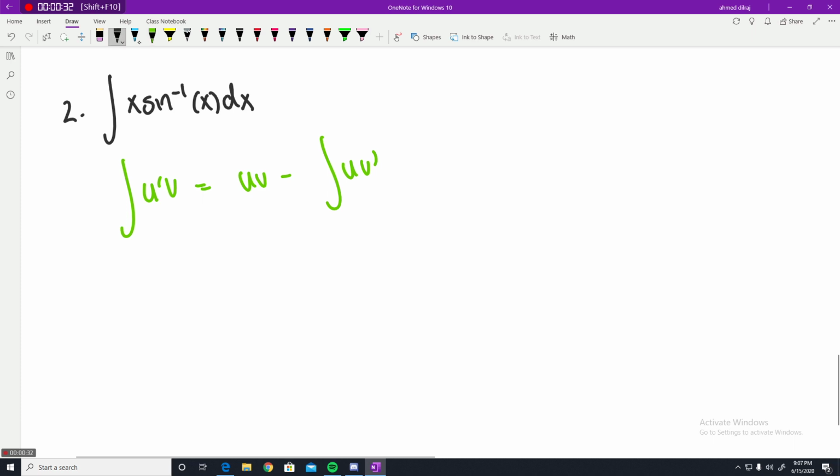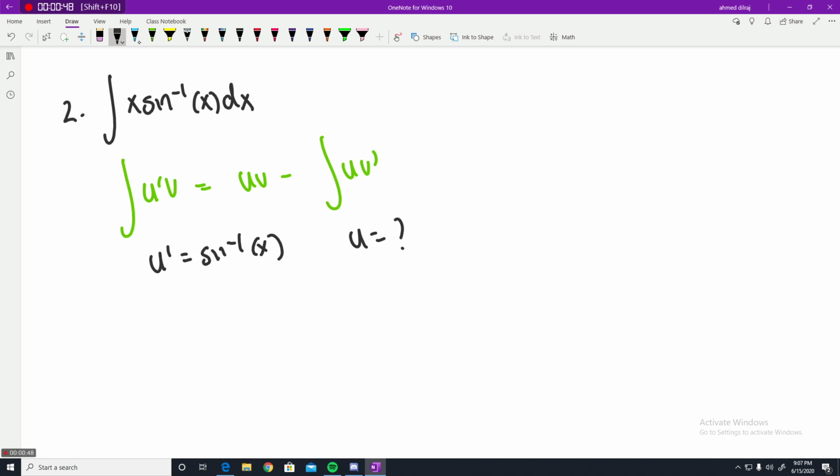Now, the problem is, what do you set as your u prime and what do you set as your v? Because if you set u prime as sine inverse of x, well, what is the integral of sine inverse of x to find u? Well, you don't know, right? Because that's a pretty complex question on its own.